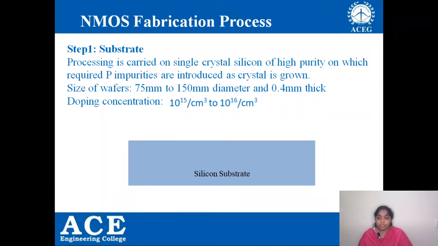And now what may be the size of the wafer? The size of the wafer may be 75 mm to 150 mm in diameter, and the thickness of this wafer is 0.4 mm. The doping concentration which you require on this p-type substrate is 10 power 15 to 10 power 16 atoms per cubic centimeter. Okay, so this is how you have to plan the substrate.